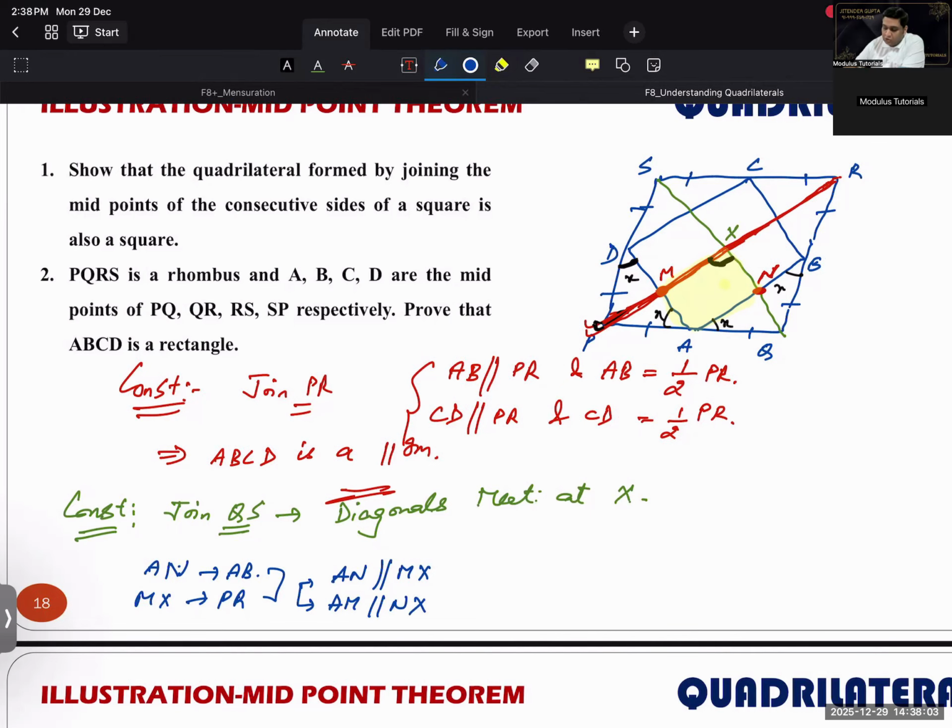Easy. So therefore, I can say AMXN is a parallelogram. Opposite angles are equal. So if angle X is 90, angle A will also be 90, because it's a small little parallelogram. Got it, guys? So this is how we can establish that ABCD is a rectangle. We already proved that it is a parallelogram initially, and in that parallelogram, we have proven one angle is 90. So I hope, guys, this is good enough for you. All right, let's see the next one.